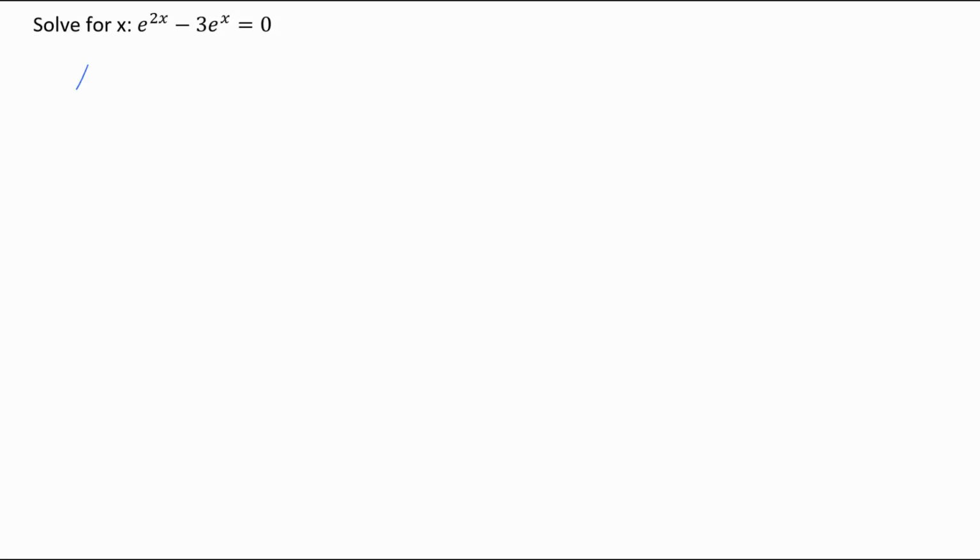So if we, for example, say let a equal e to the power of x, and then we rewrite this problem, we would have a squared, because e to the power of x squared is e to the power of 2x, minus 3a equals 0. Now if we solve this problem, and then at the end just substitute back in our x values, we're going to find the answer. This is a really common strategy for exponentials, and they love it.